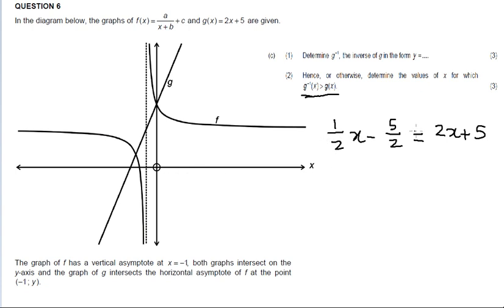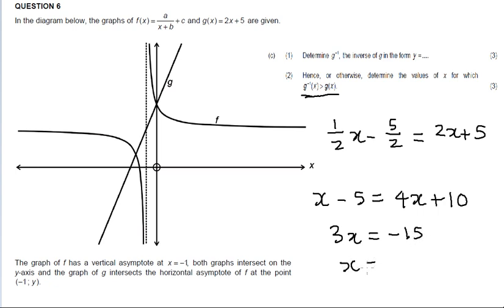If I multiply it out by 2, I'm going to get x minus 5 is equal to 4x plus 10. If I move the x over and the 10 to the other side, I'm going to get 3x is equal to negative 15. And if I divide both sides by 3, I get x is equal to negative 5. So this will be the point of intersection between g inverse and g.